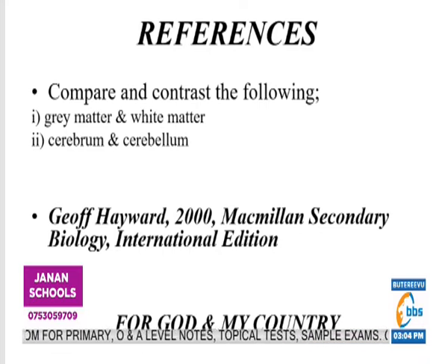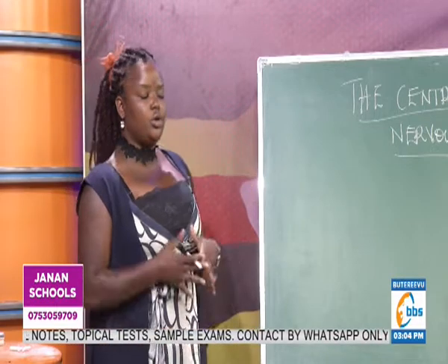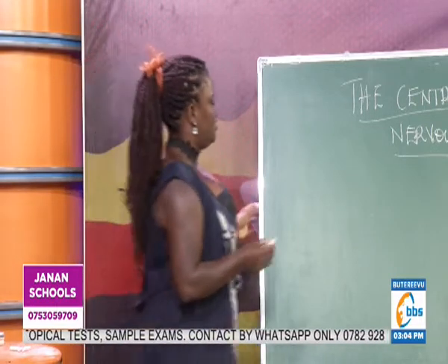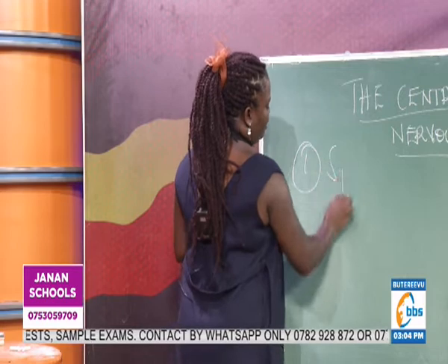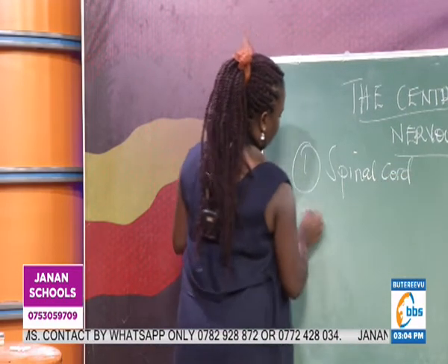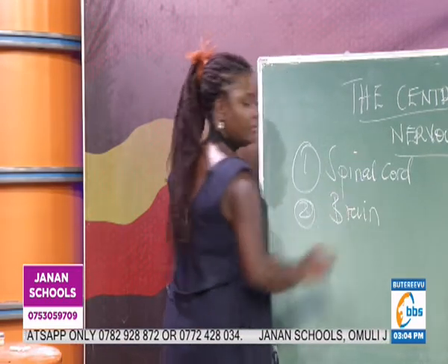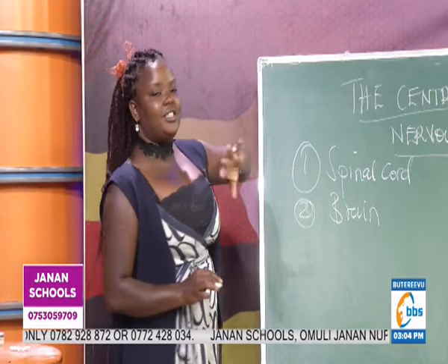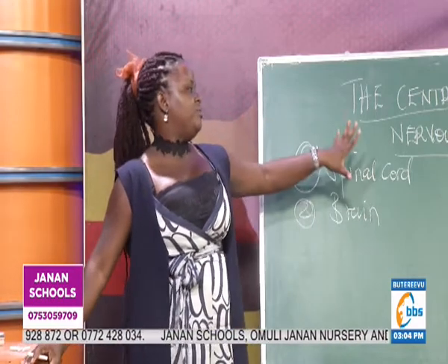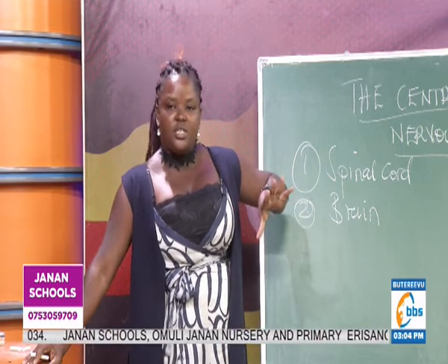To start with the lesson, back to the central nervous system. As I said, the central nervous system, basically here we are going to look at two major organs of the body. That is the spinal cord and then the brain. These two are the CPUs of our body, just like we call them the central nervous system. They're like the central processing units of our body.